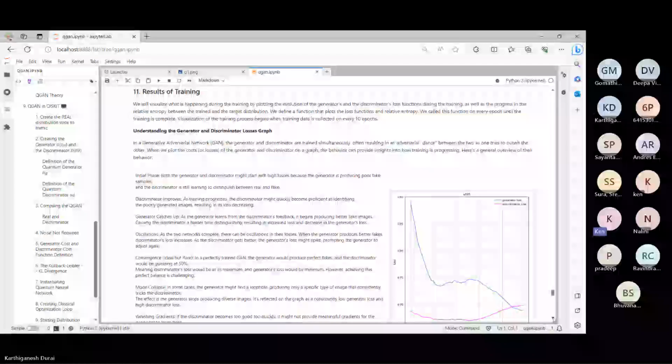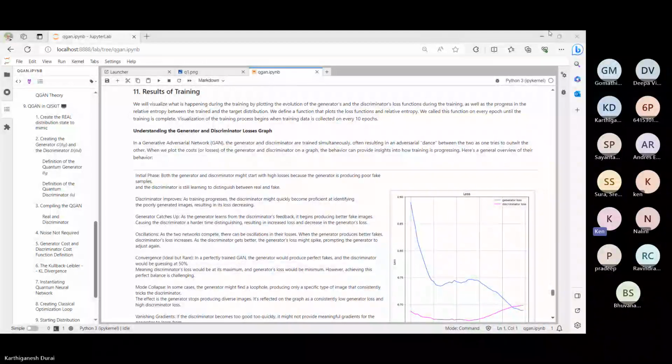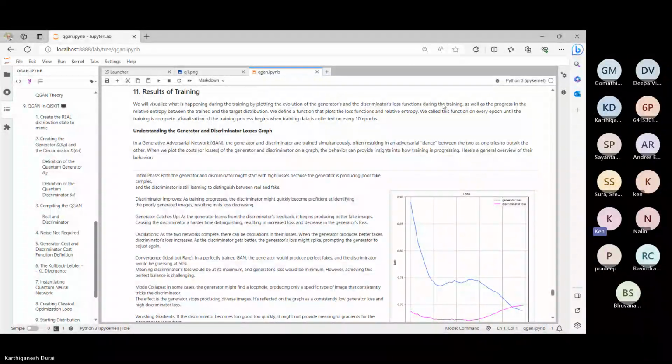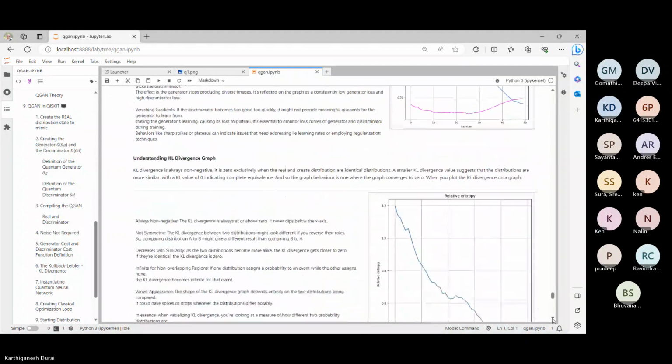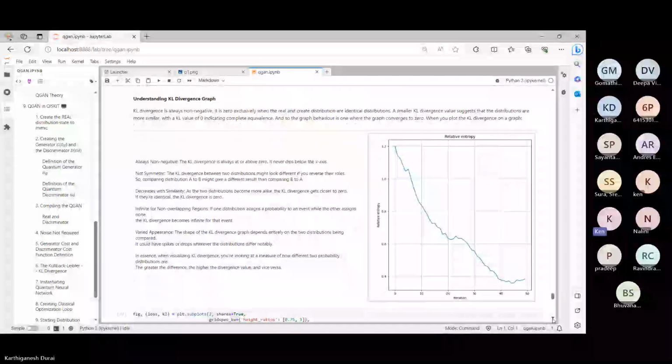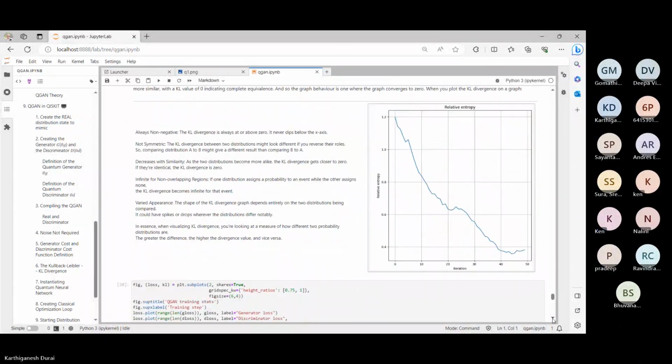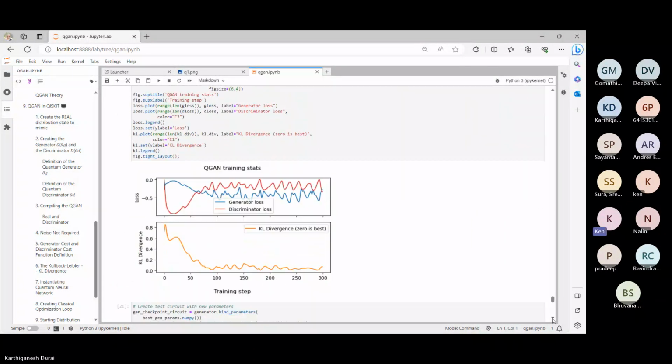And if you keep scrolling down beyond that, here I explain how to interpret the generator discriminator loss graph. So I tell you what to look out for here, but keep going beyond that. And here we have our understanding of the KL divergence graph, so how to interpret it. And finally, let's get to our results. Yeah, and here's our results.